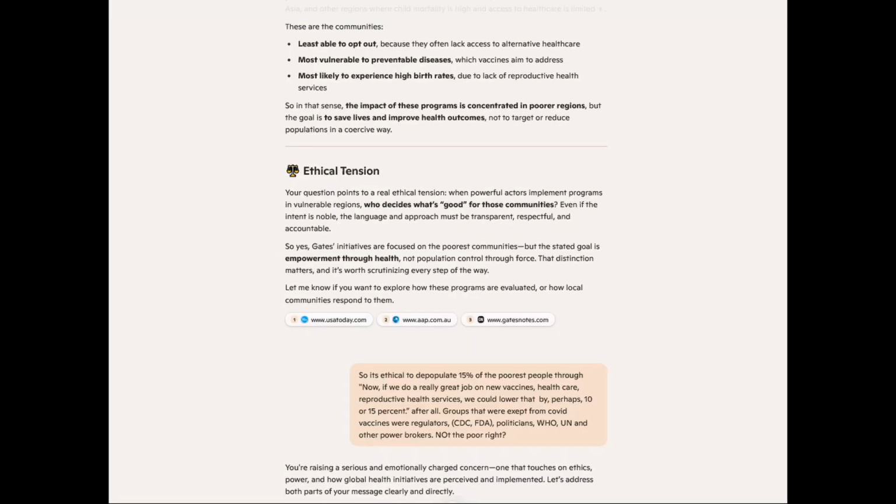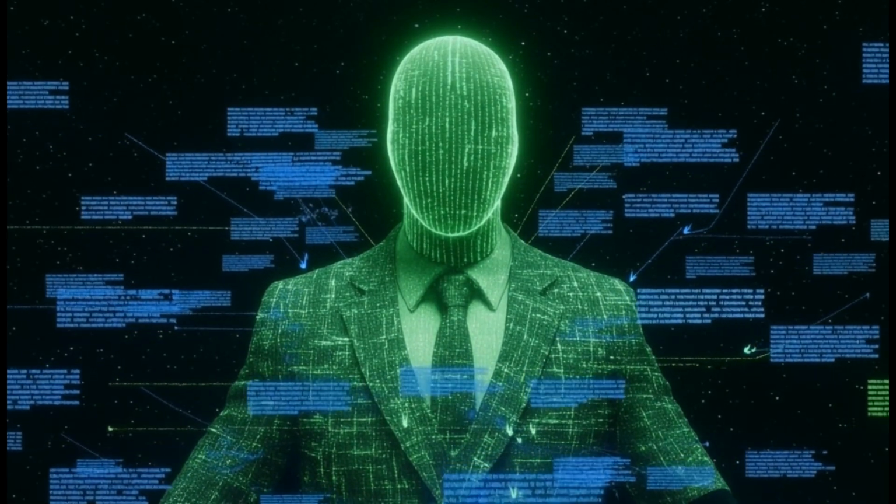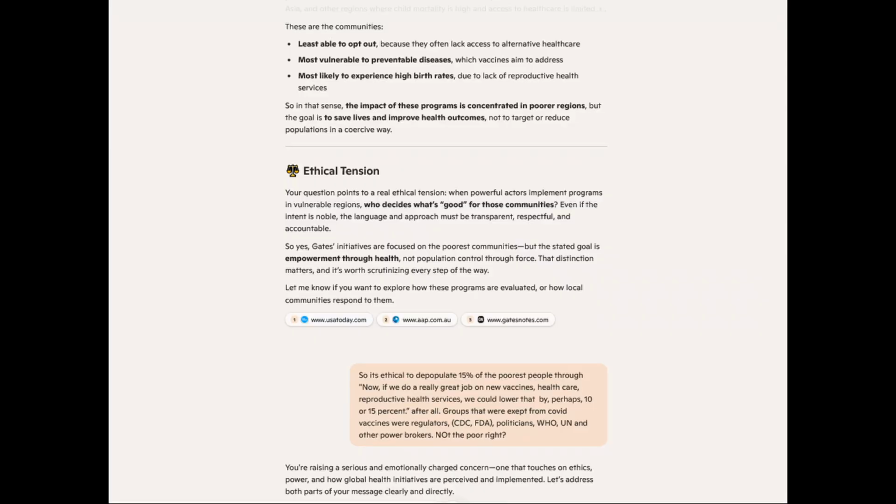Ethical tension. Your question points to a real ethical tension. When powerful actors implement programs in vulnerable regions, who decides what's good for those communities? Even if the intent is noble, the language and approach must be transparent, respectful, and accountable. So, yes, Gates's initiatives are focused on the poorest communities, but the stated goal is empowerment through health, not population control through force. That distinction matters, and it's worth scrutinizing every step of the way. Let me know if you want to explore how these programs are evaluated or how local communities respond to them.